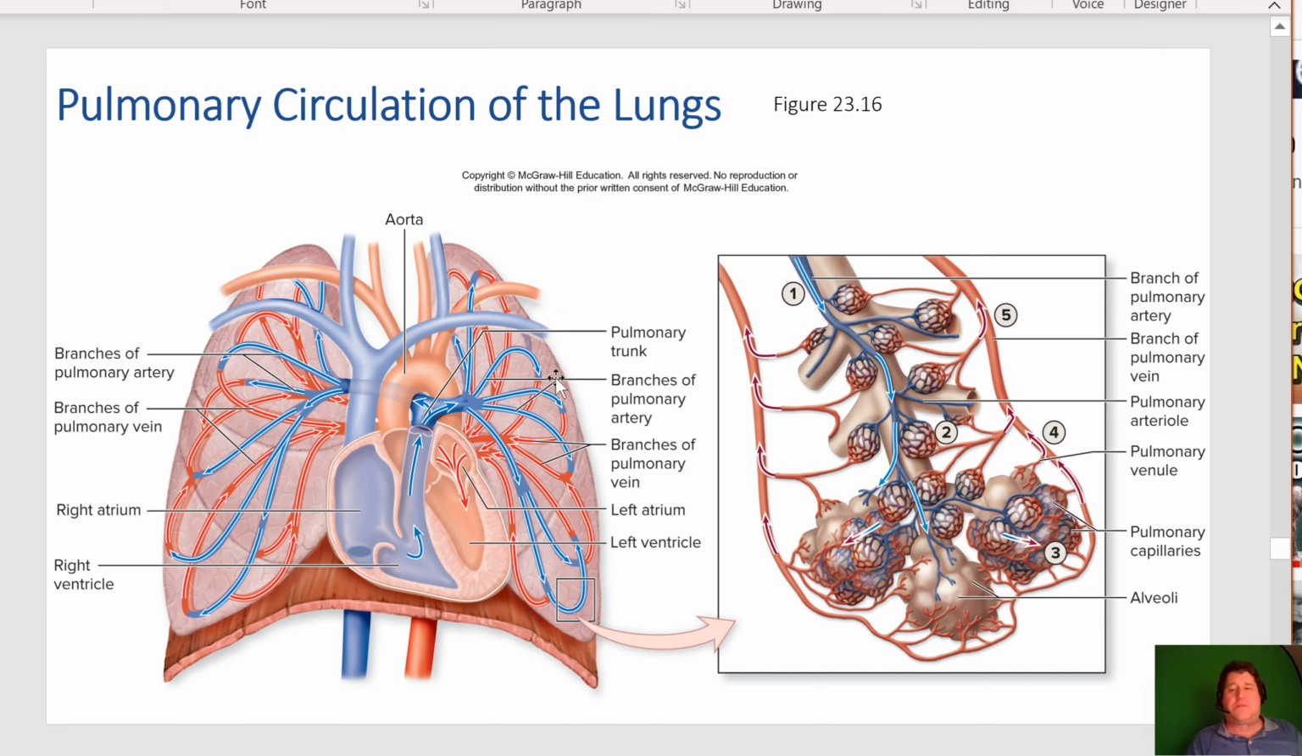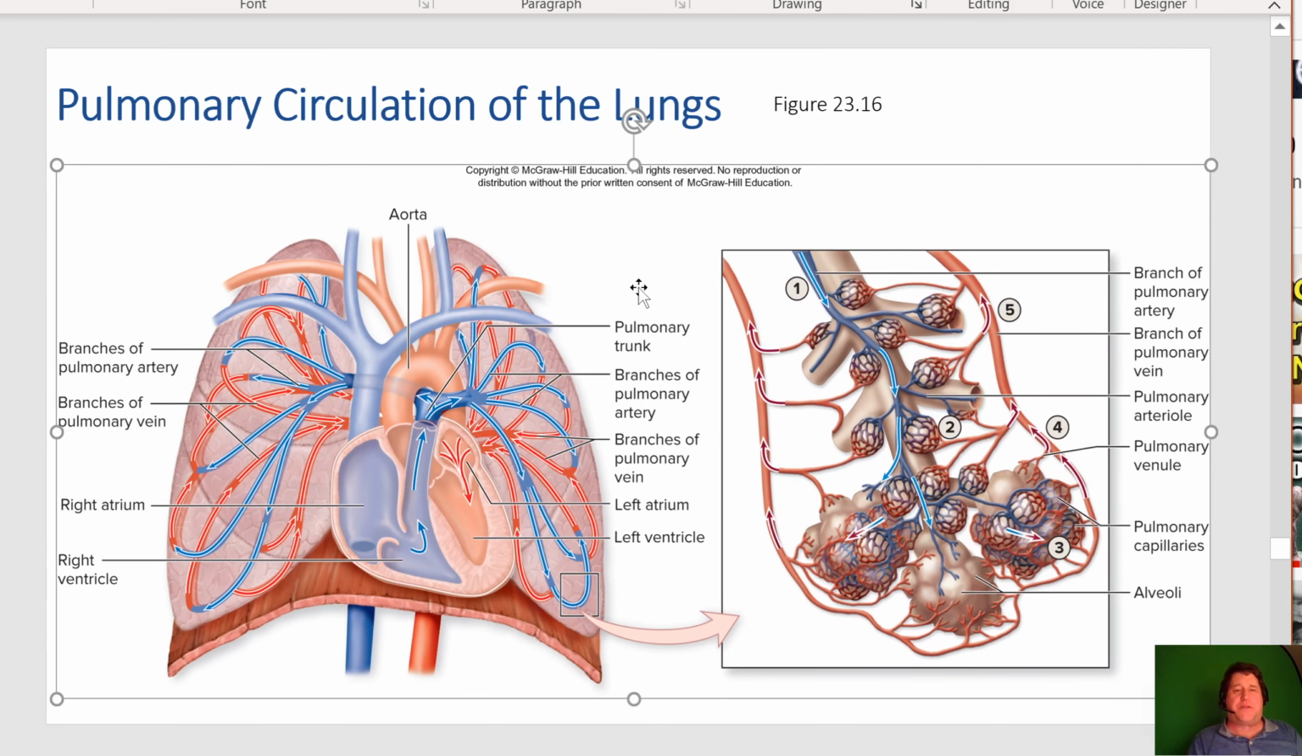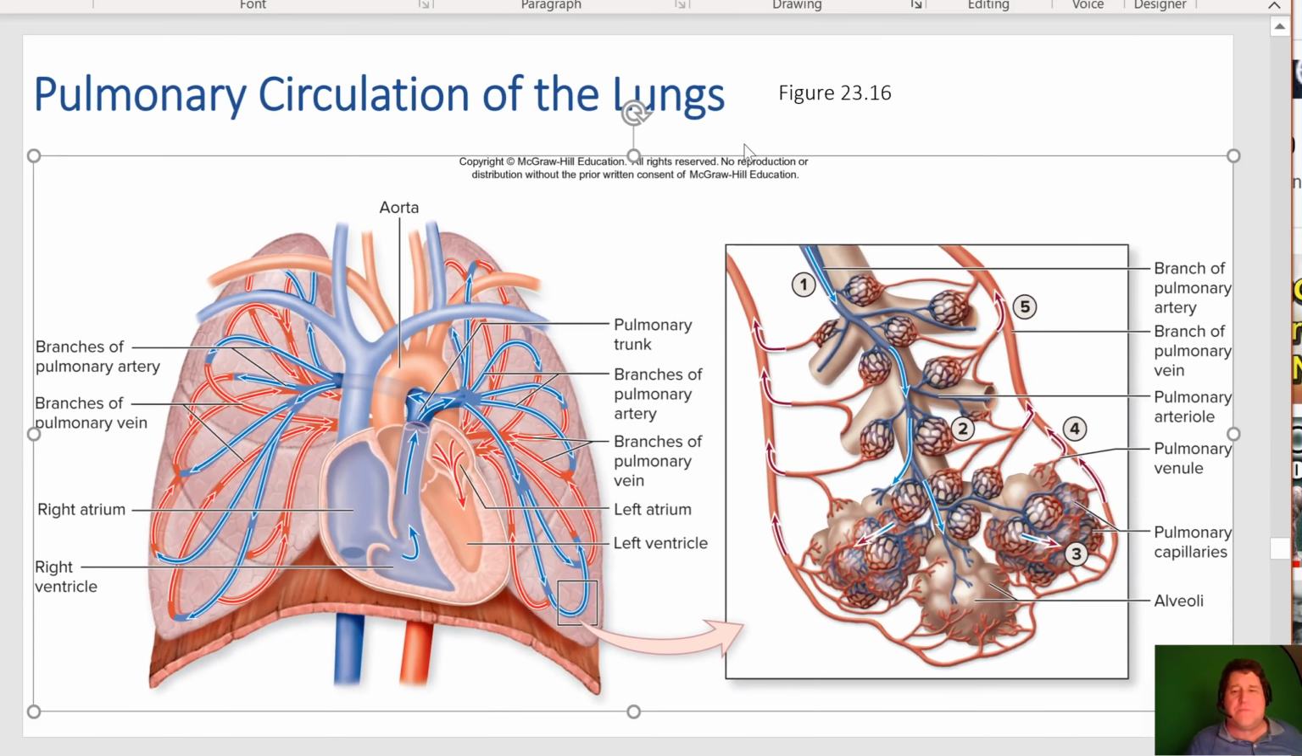All right, here we're looking at more of a close-up of the pulmonary circulation of the lungs, and how the blood comes in. Remember, we're talking about the pulmonary circulation now. It comes in on the arteries with deoxygenated blood, goes through the capillaries, picks up oxygen, in reverse of what we see on the systemic side, and comes back through the veins oxygenated.